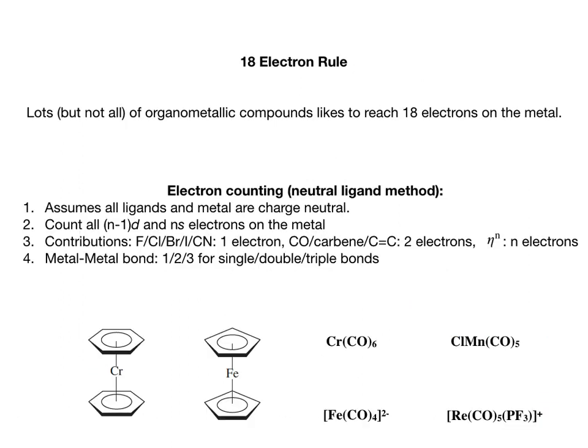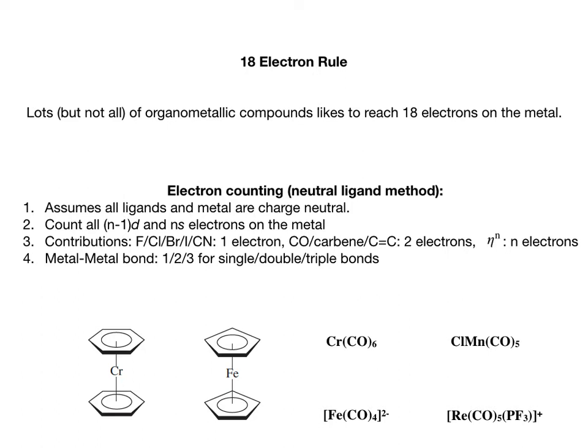All right, with that, we're going to discuss the 18 electron rule. This is an empirical rule that applies to a lot of organometallic compounds. It basically says that most organometallic compounds like to reach 18 electrons in their valence shell. So you may find this is similar to the octet rule we have encountered before. But the difference is that in this case, we're dealing with organometallic compounds, so transition metal atoms are involved. So the way to count the number of electrons in the valence shell is slightly different.